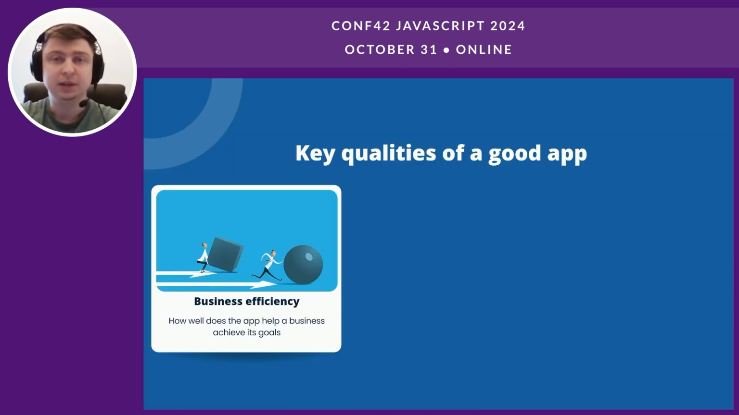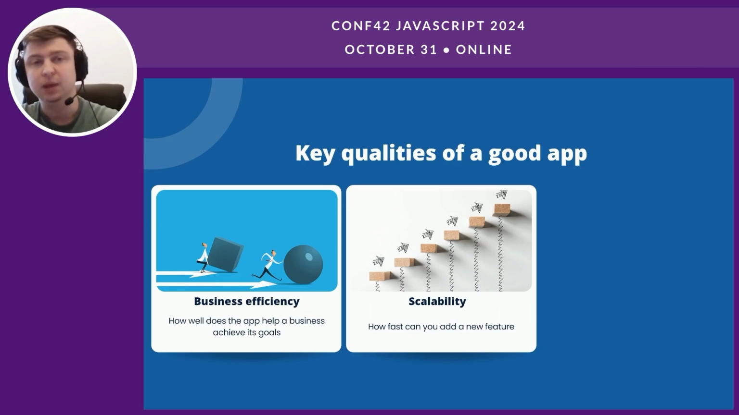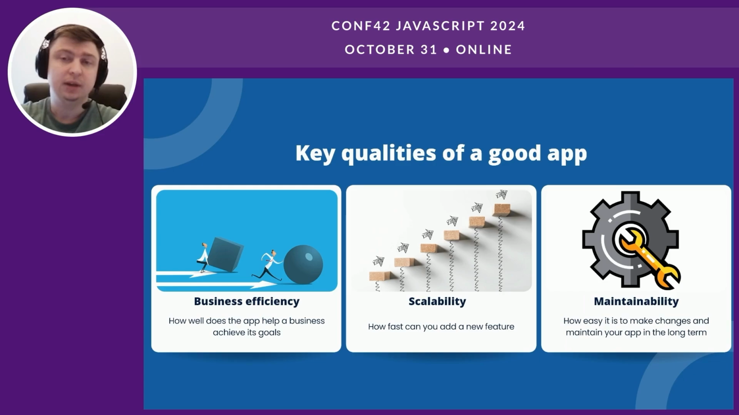Let's talk about key qualities of a good application. First one, of course, is business efficiency, because applications are needed for bringing money to the business and for earning money for the business. Of course, the first and most important one is business efficiency. Next one is scalability. Scalability in front-end is about how fast you can add a new feature or maybe a new module to your application. And the last one is maintainability. It's about how easy it is to make changes and maintain your application in the long term.